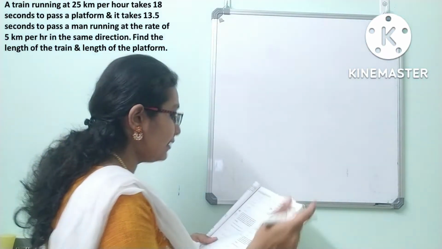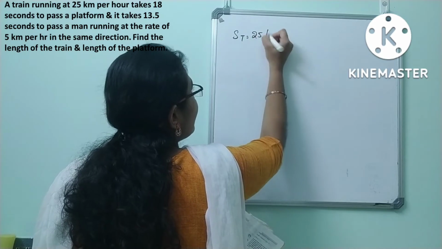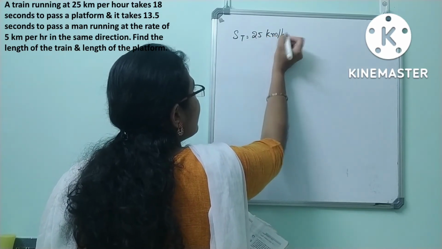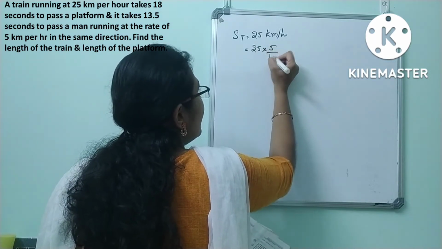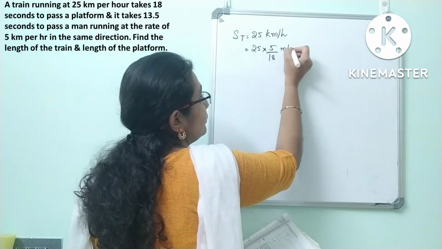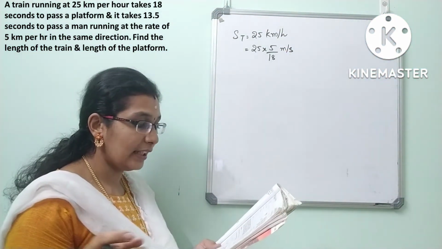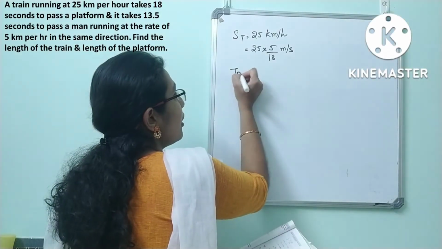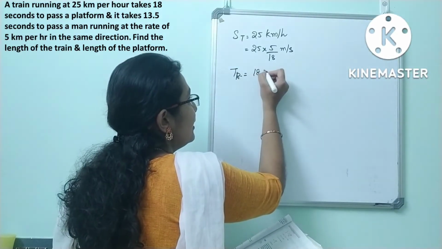A train running at a speed of, so speed of train is given as 25 km per hour. So now itself convert into meter per second: 5 by 18, meter per second. Takes 18 seconds to pass a railway platform. So to cross a platform, time taken to cross a platform is 18 seconds.